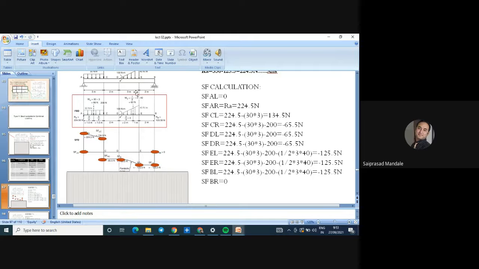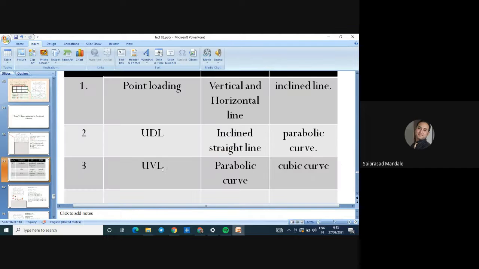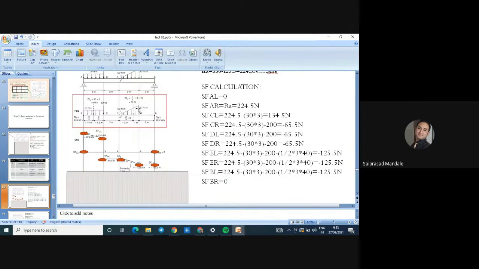Now here it is a UVL pattern. When there is a UVL, what is the pattern of the diagram? When there is a UVL, we have to draw a parabolic curve. So below the UVL, we have to draw a curve which is parabolic in nature. This is a curve. Then where there is no load, whatever points we have, we connect them by horizontal and vertical straight lines. So this is a horizontal line and this is a vertical line, and we have connected those points.